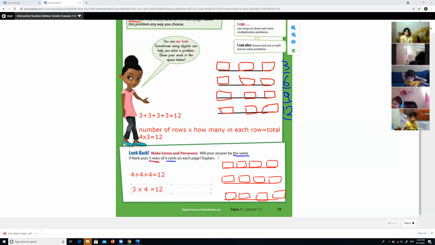Excellent. So, is the answer the same here as here? Look at the answer. Here the total is 12 and here the total is 12. So is it the same? Yes, the same. So if I make 4 rows of 3, it is the same as 3 rows of 4. So I will write yes, the same. Excellent, Yashrif.